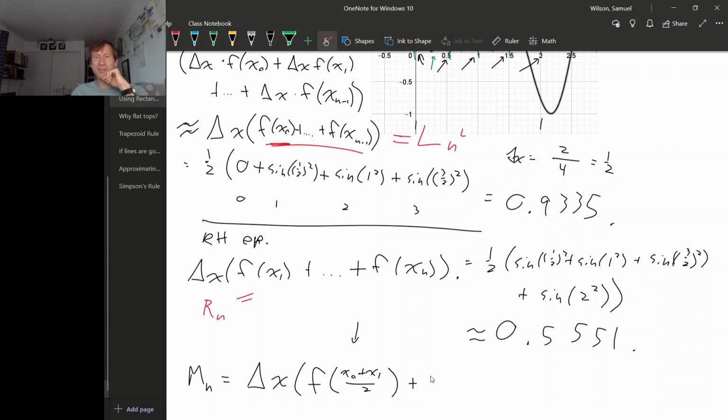And then for the next one, it's f of the midpoint for the next interval, x sub 1 plus x sub 2 over 2, and so on. And then for the last rectangle, it's f of x sub n minus 1 plus x sub n over 2.